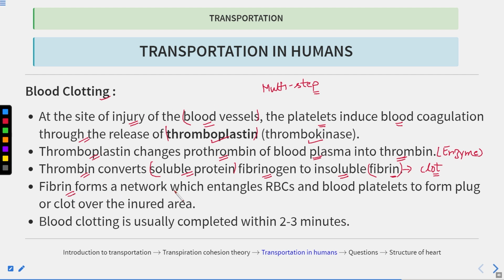Now fibrin forms a network which entangles the RBCs and the blood platelets to form the plug, also known as the clot over the injured area. So the clot consists of what? The clot consists of this fibrin protein, which is an insoluble protein. In addition to this, it also consists of the RBCs as well as the blood platelets.